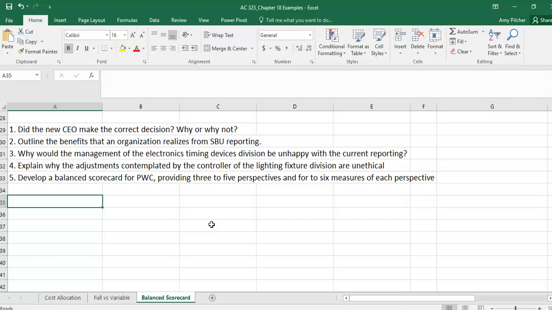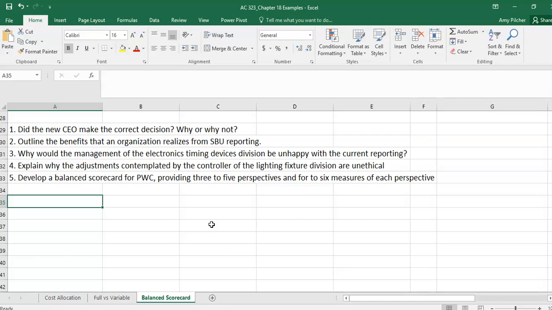And then, why are the adjustments contemplated by the controller of the lighting fixture division unethical? Well, deferring revenues just to affect your bonus structure violates the matching principle. It violates US GAAP, which makes it an unethical practice. So he would be committing fraud in an effort to boost his bonus for next year.